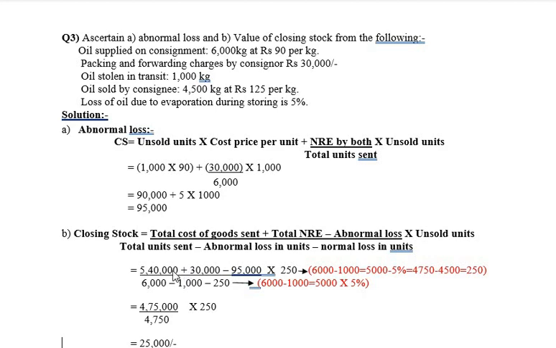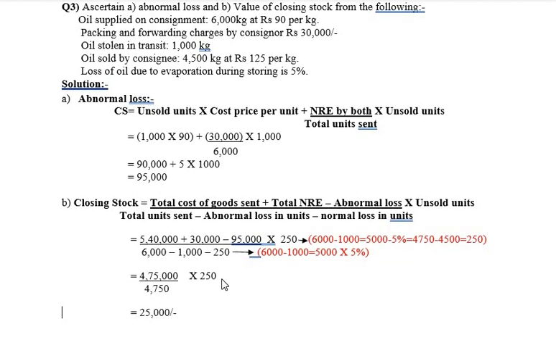Let's simplify it. 5,40,000 plus 30,000 minus 95,000 will give 4,75,000, divided by 6,000 minus 1,000 which is 5,000, minus 250 which is 4,750, multiplied by 250, which is the unsold goods. So 4,75,000 divided by 4,750 multiplied by 250 will give you 25,000. I hope you have understood how we calculated the closing stock.